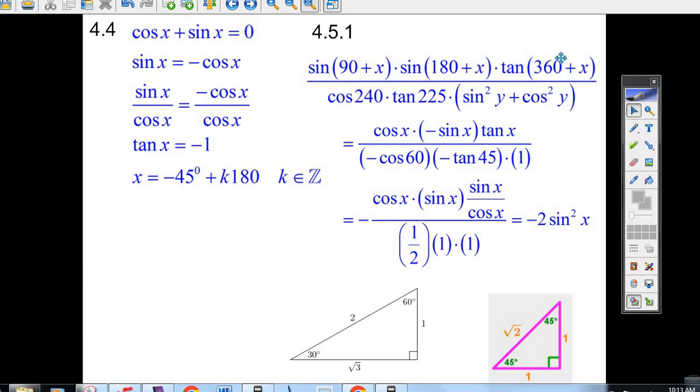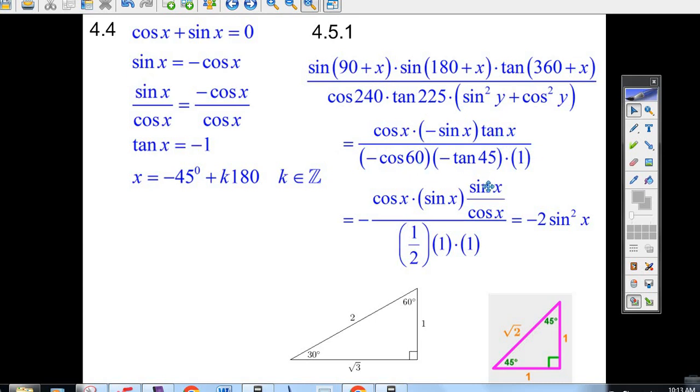360 plus x, up in the first quadrant, tangent's positive, so it's just tan x. Now 240 degrees is 60 past 180, but cosine's negative there, so it's minus the cosine of 60. A lot of marks. Tangent 225, 45 degrees past 180, and tangent is negative in the third quadrant. There's your answer. And sine squared plus cos squared, that's an identity. It equals 1. Look at all those marks there.